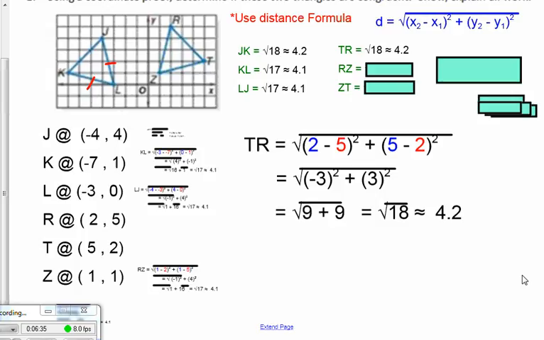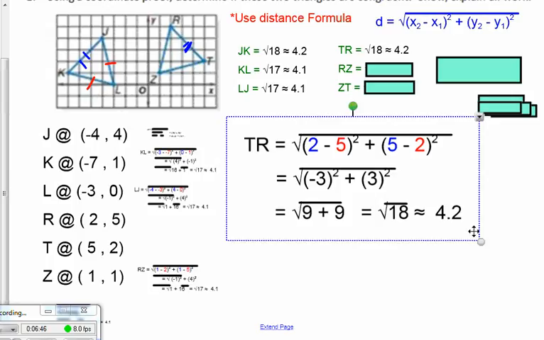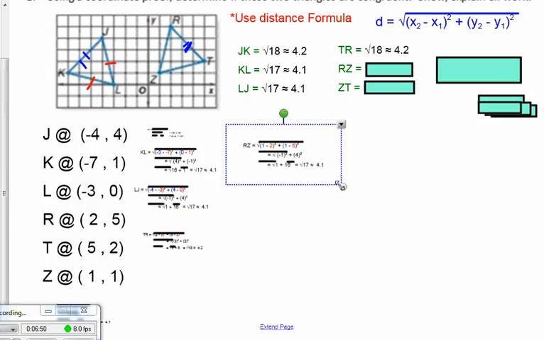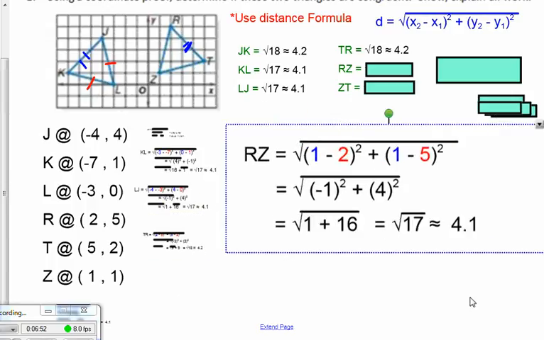Now, what I can do with that information is say that, whoops, I want 2 there, is the same as that. We know for sure that those are exactly the same length, because we just proved it using our distance formula.